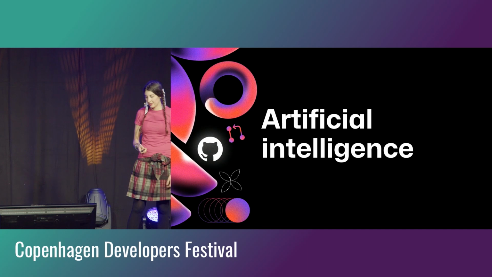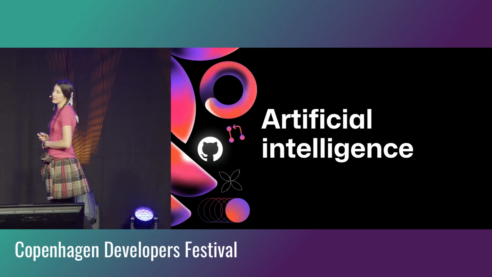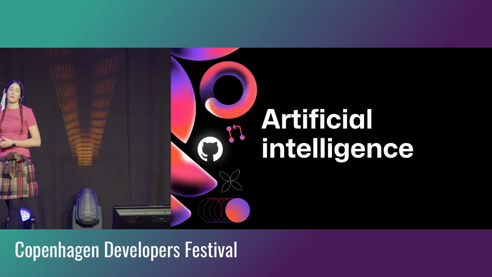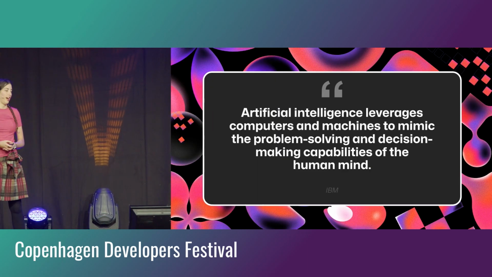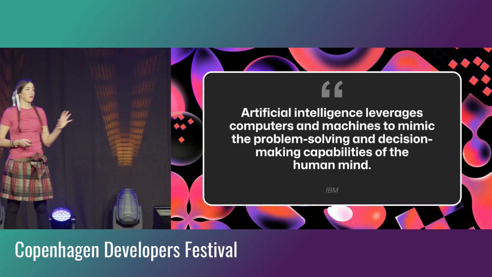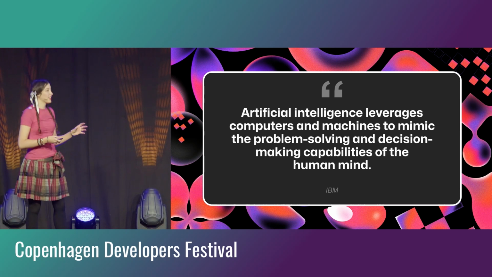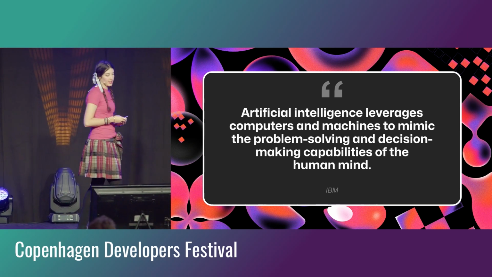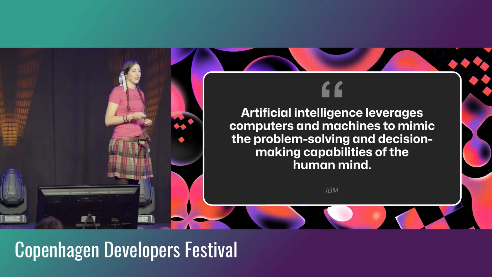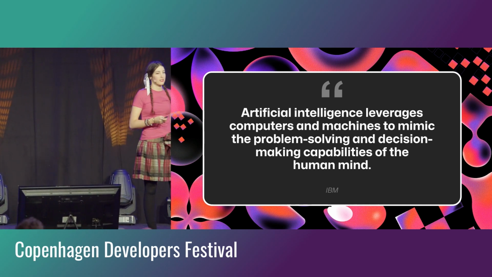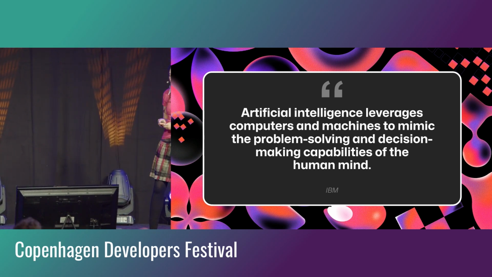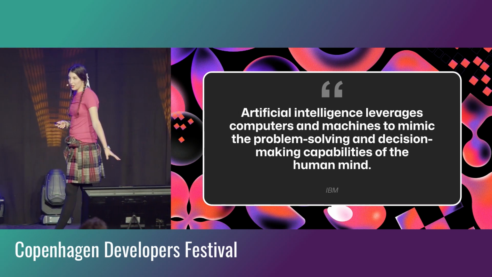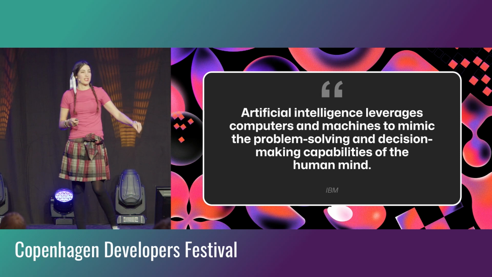So artificial intelligence, talked about a lot at this conference, but the main thing that I wanted to ensure is that we're all on the same page with the definition of AI. This one's from IBM. I really love this definition. And I think it's really good because it succinctly puts together what AI is. It's something that leverages computers and machines to mimic the problem-solving and decision-making capabilities of the human mind.